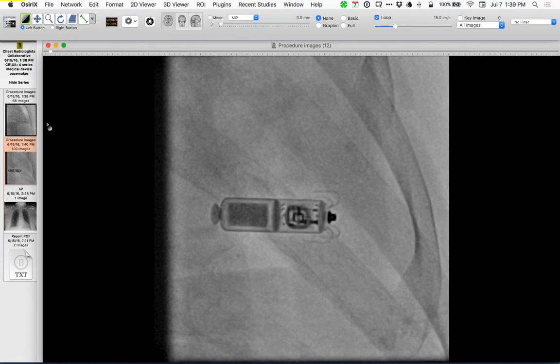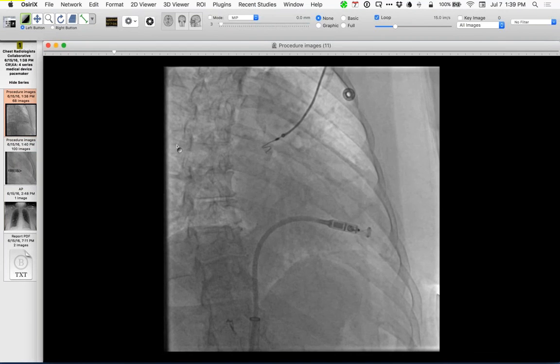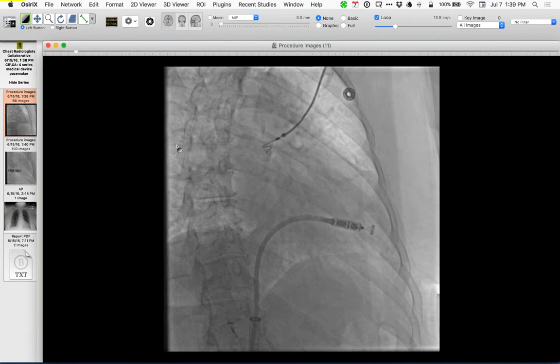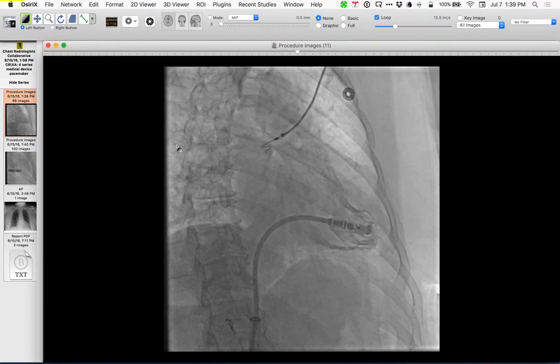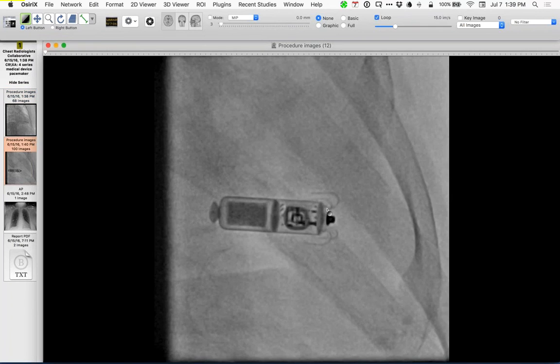Here they seem to have a point in time when they're in that ventricular cavity, and I guess somewhere they inject some contrast. They make sure that they're up against the ventricular wall just before they deploy the device. And then this is after deployment, and the tines are appropriately deployed.